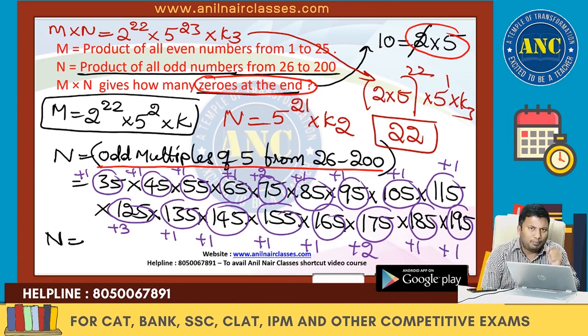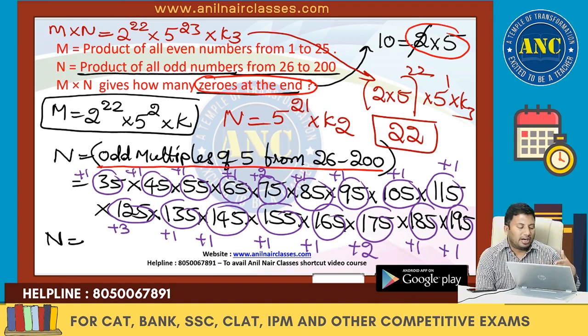A very beautiful question which tells you that the number of zeros at the end is not always the highest power of 5. Depending upon the question, it can be the highest power of 2 also. M is 2 power 22 into 5 power 2 into K. N is odd multiples from 26 to 200. Odd multiples, so 2 anyway will not be there.